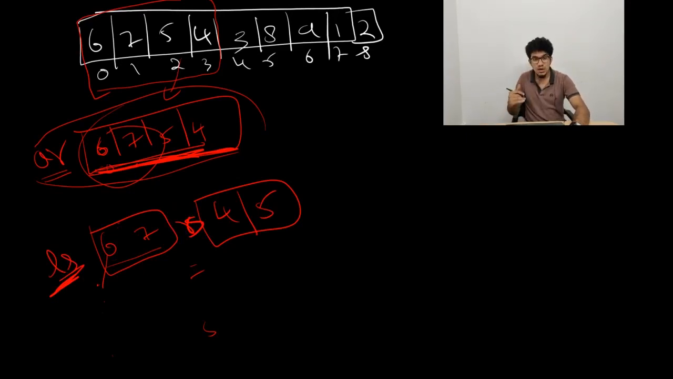Because the recursion call is completed and it started returning back, now I have a sorted array, right? So once the left recursion is completed and once the right recursion is completed, now you have to merge them.